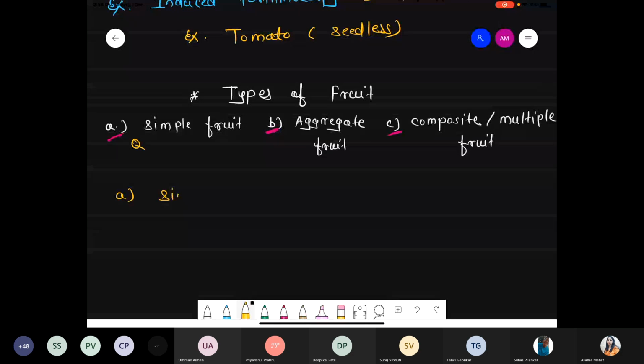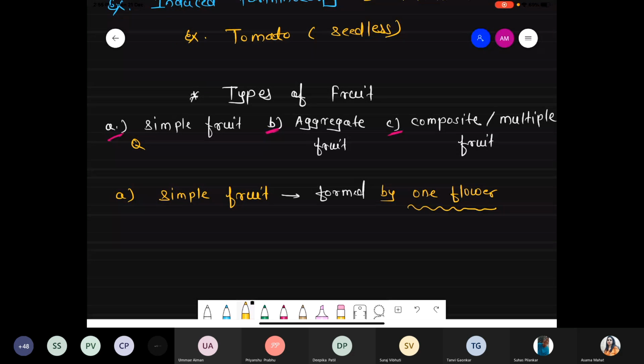Simple fruit, they arise, they are formed only from a single flower. The fruit gets formed by only one flower. So one flower forms one fruit. Such type of fruit is basically called the simple fruit.